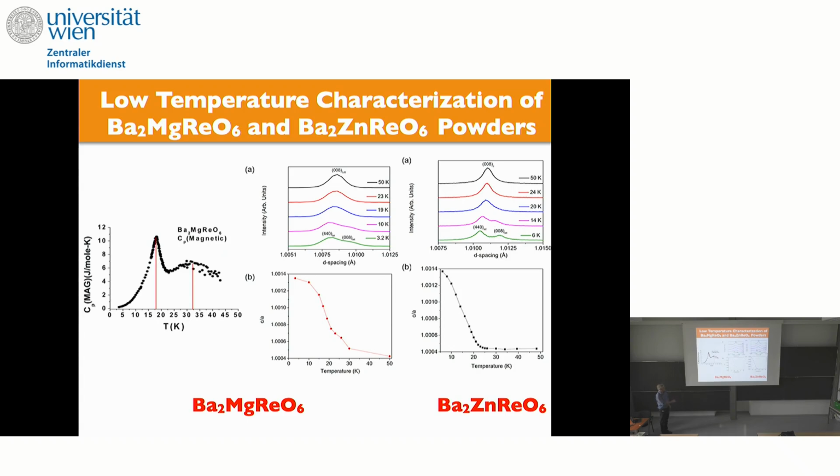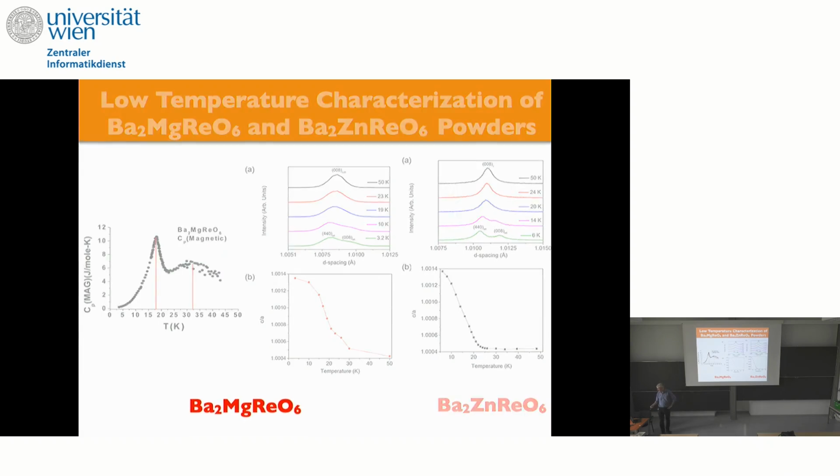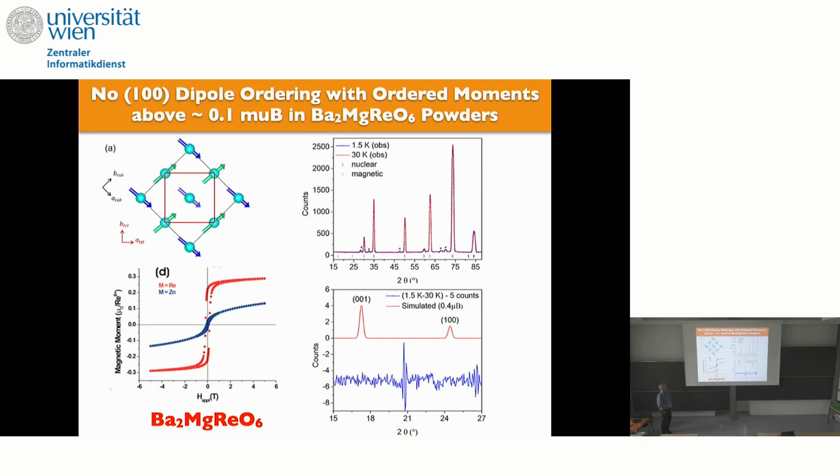So this shows you some measure of the distortion off of cubic symmetry as you go down in temperature. It starts at 33 Kelvin and then accelerates as you go into whatever that low temperature state is. So everything that we saw was fully consistent with the published data.